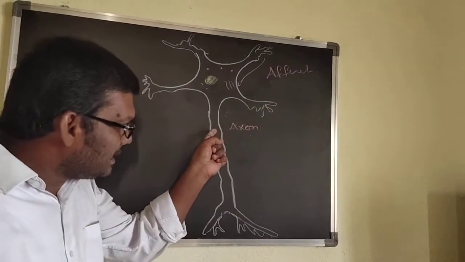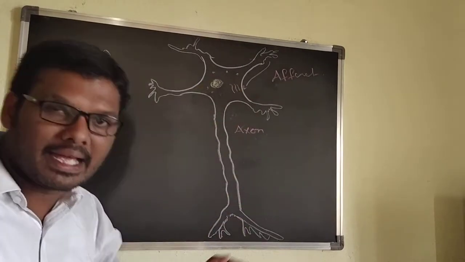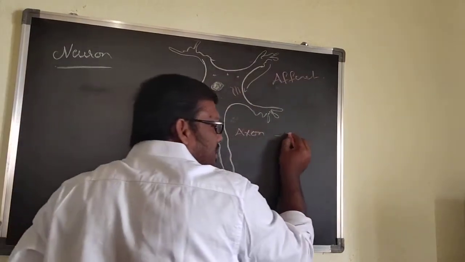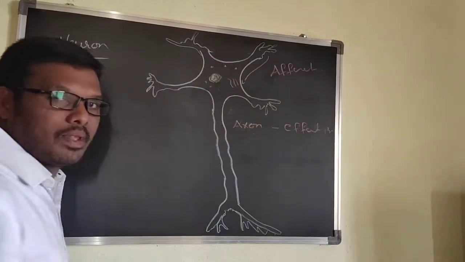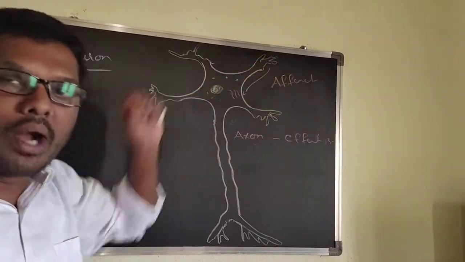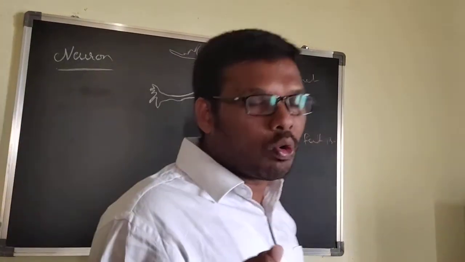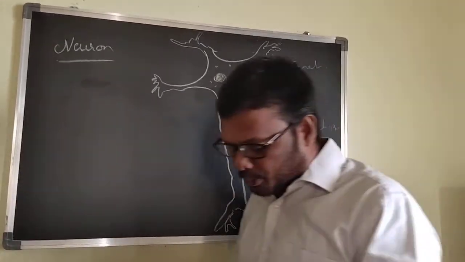If you observe the axon, this one is an axon. Here the impulse is moving away from the cell body. That's why the axon shows what type of process? Efferent process. Efferent indicates away. Afferent indicates towards. That's why dendrites show the afferent process, and the axon shows the efferent process.